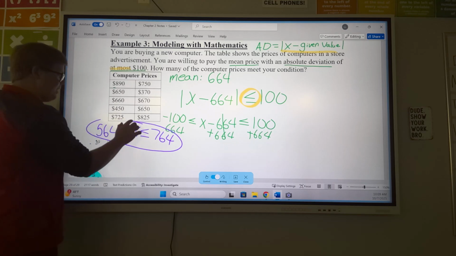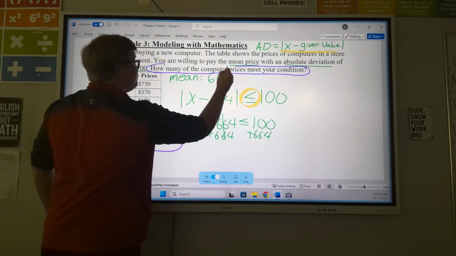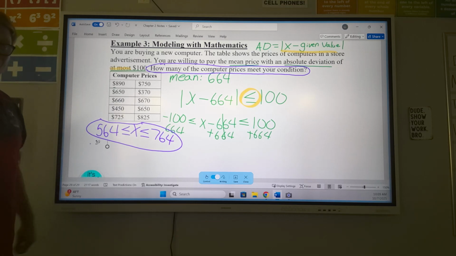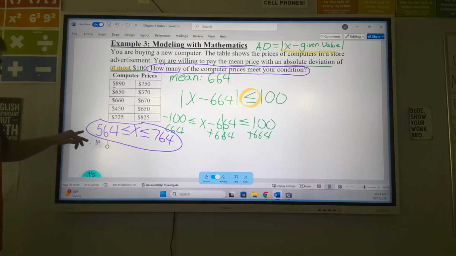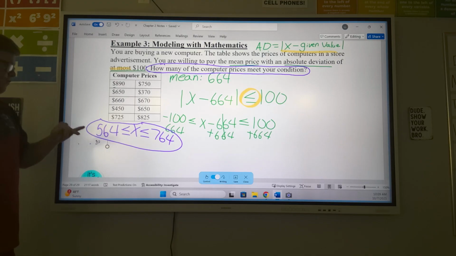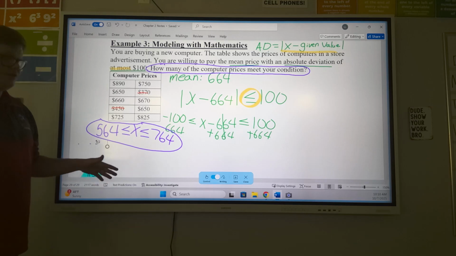So we need to answer our final question now. The final question is, how many of the computer prices meet your condition? Well, let's look at all 10 of the computer prices. The best thing that I would do to differentiate is we know the least amount we're willing to pay is $564. So we're for sure paying $564 or more, right? So let's go ahead and cross off the ones that are less than $564. I see $370. I also see $450. So we know we're not buying those two computers, right?